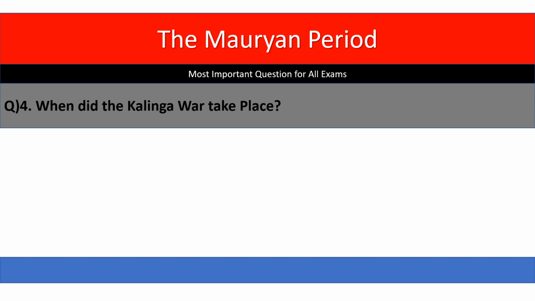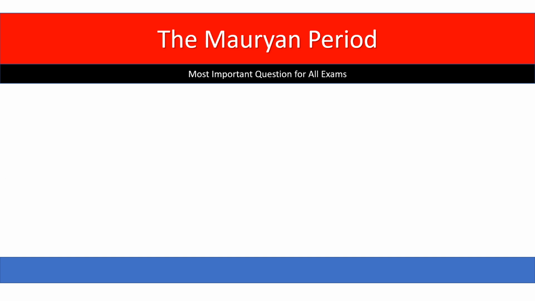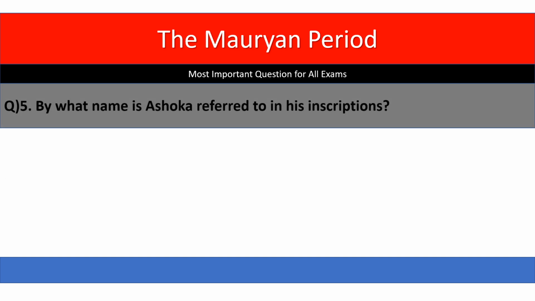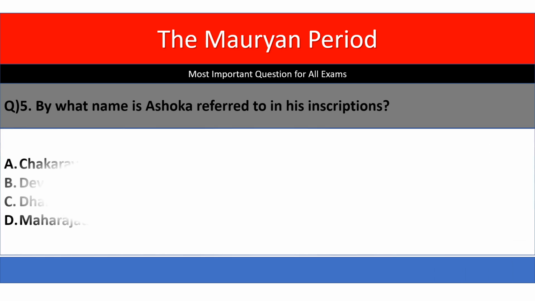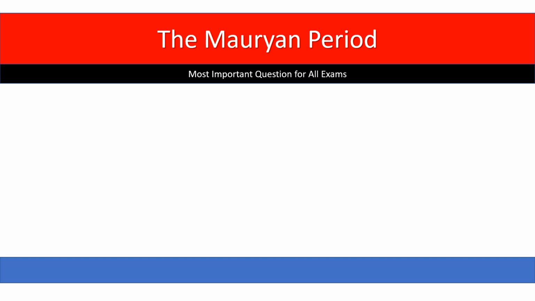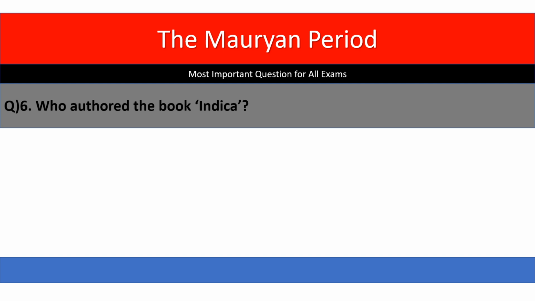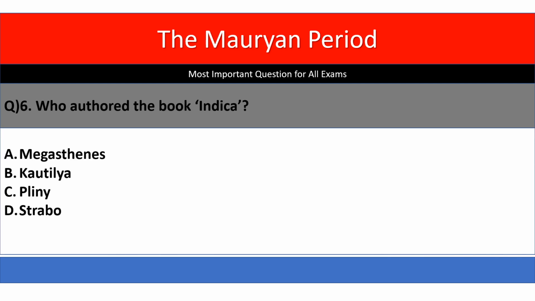When did the Kalinga War take place? A, 261 BC. By what name is Ashoka referred to in his inscriptions? B, Devanampriya. Who authored the book Indica? A, Megasthenes.